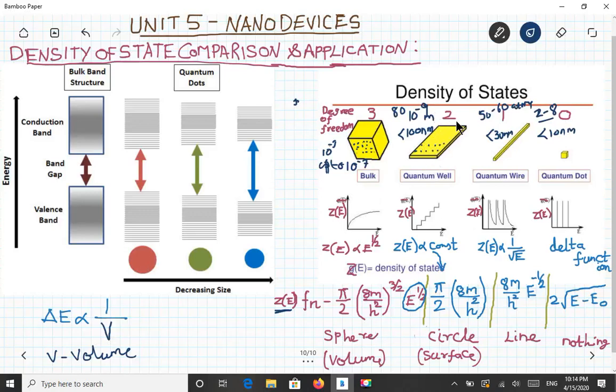So the degrees of freedom is 2. 2 means only in 2 ways it can move. So 3 means 3 ways it can move: x, y and z. So 2 means only 2 ways it can move.